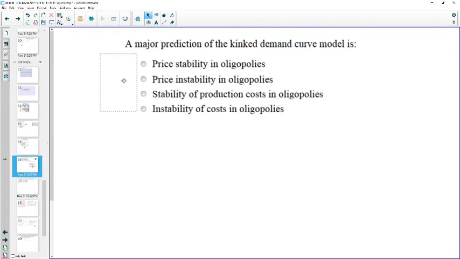Okay, what is a major prediction of the kink demand curve? Ceteris paribus, prices are going to be stable. Don't want to lower prices because people will match. Don't want to raise prices because you could lose a lot of business.